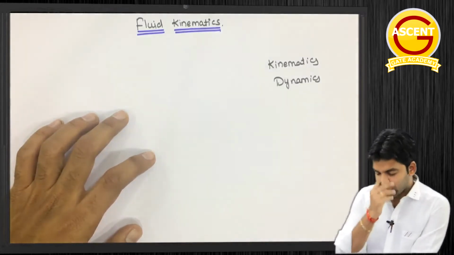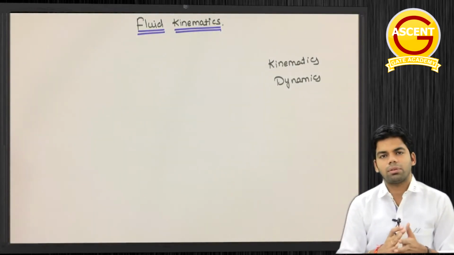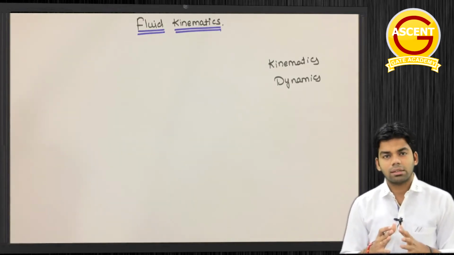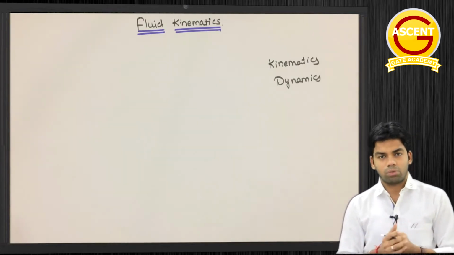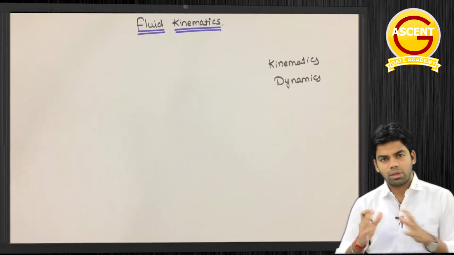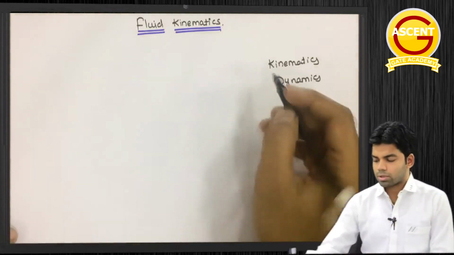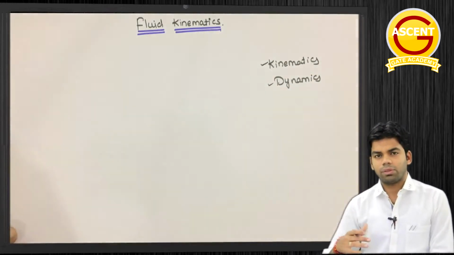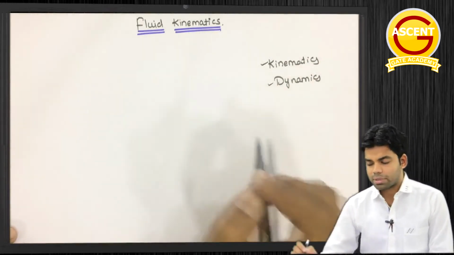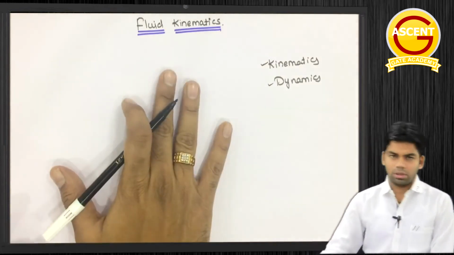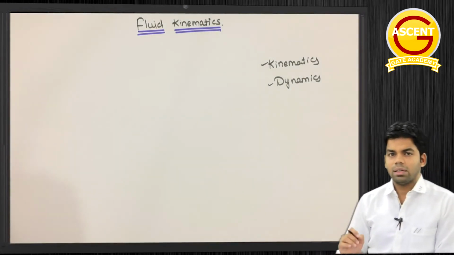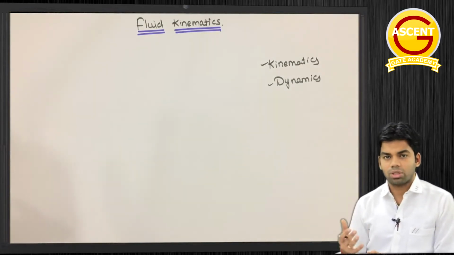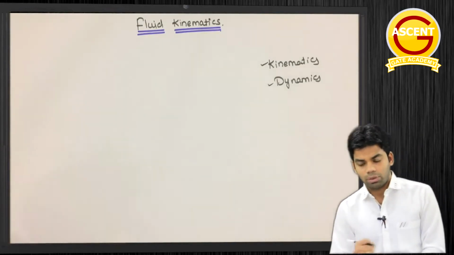Now what is kinematics? Kinematics means the study of position, velocity, acceleration without considering the forces which are causing that motion. The study of motion without considering the forces causing the motion is called kinematics. And next is dynamics. Dynamics means when we study the forces which are causing that motion, then that comes under dynamics. In this particular unit we will be dealing with kinematics. That means we will be dealing with the velocity, acceleration, and position of the motion of the fluid.